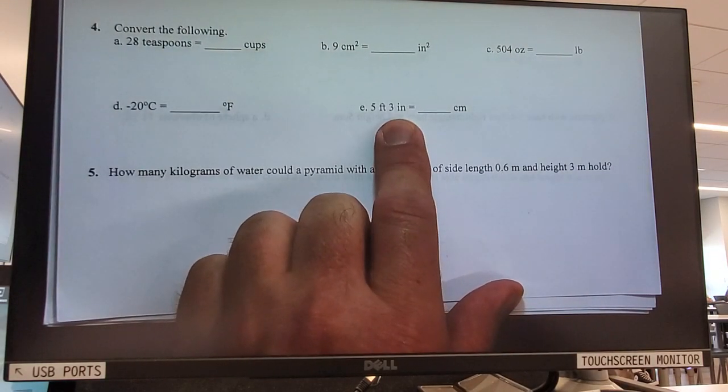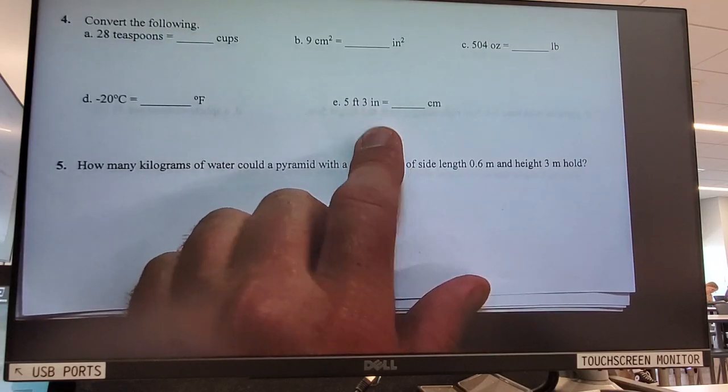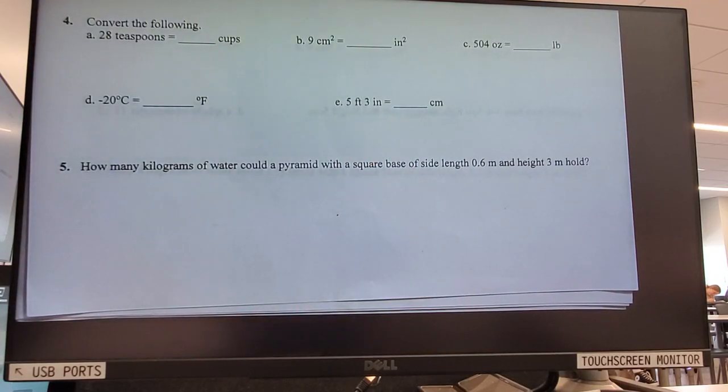Yeah, 4E. So what do you guys think is the first step in 4E? 5 foot 3 inches. The reason I can't deal with that directly very easily is because that's 5 feet plus 3 inches. I could break it up into 2 problems and change feet to centimeters, but why do that to yourself? What's another way to say 5 feet 3 inches? 63 inches, yes. Because 5 feet is 60 inches.